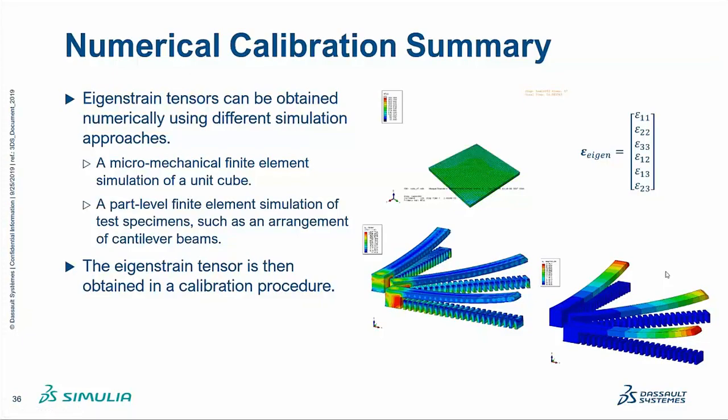So, putting it together, we just saw that we have looked at two different methods of numerically obtaining the eigenstrain tensor. It can be done on a unit cube analysis at a micromechanical level, or on a more macro scale analysis like this one, where we print test specimens similar to the ones we may print on a physical machine and evaluate the simulation to obtain the eigenstrain tensor.